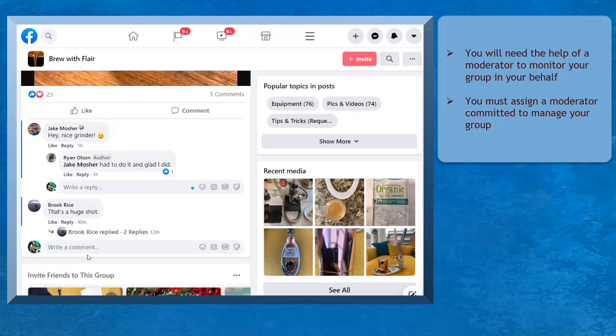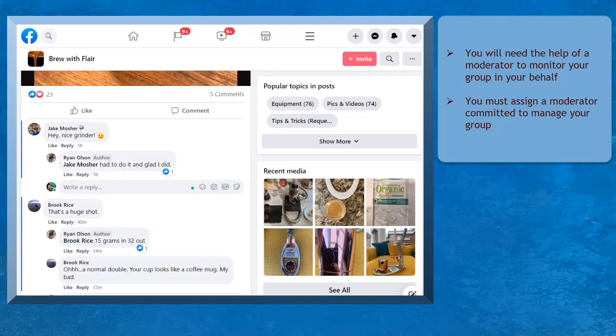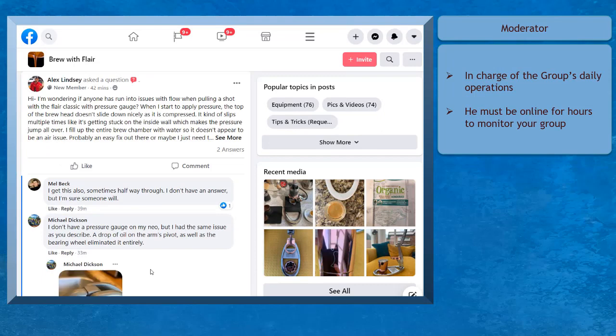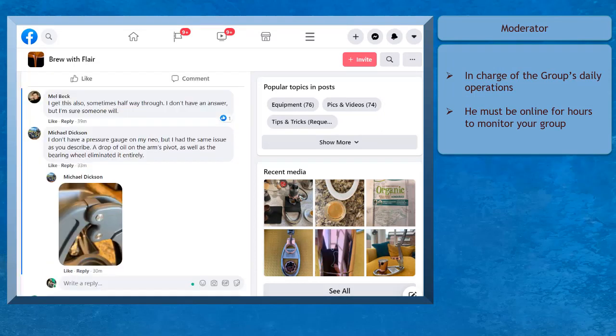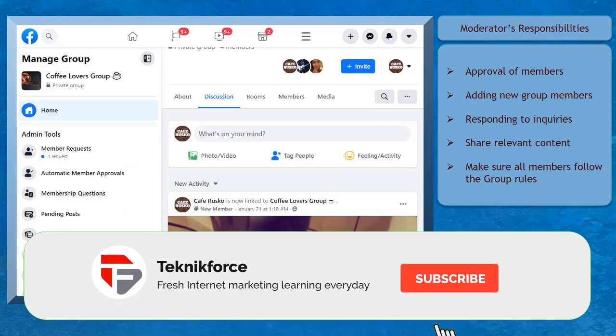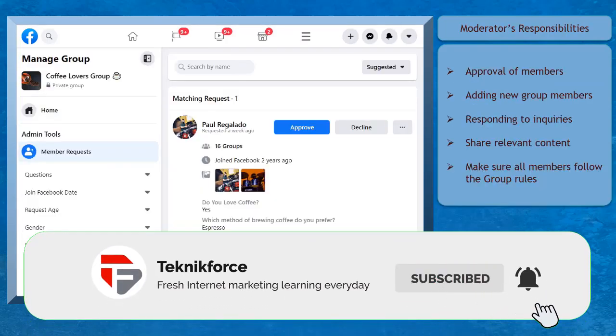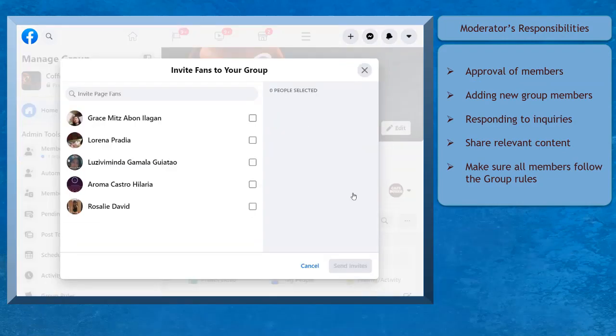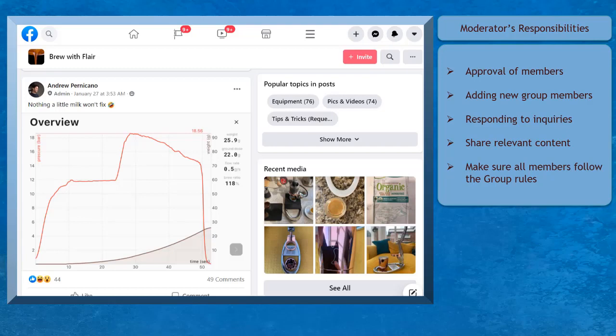You can take note that the right candidate for your group to assign as a moderator must be committed to adhering to the guidelines of your group. A moderator will be in charge of the daily operations of your Facebook group. You should be online for about a few hours to monitor your Facebook group. A moderator's responsibilities include approval of members, adding new members, responding to members' inquiries, sharing relevant content, and making sure that the rules are followed.